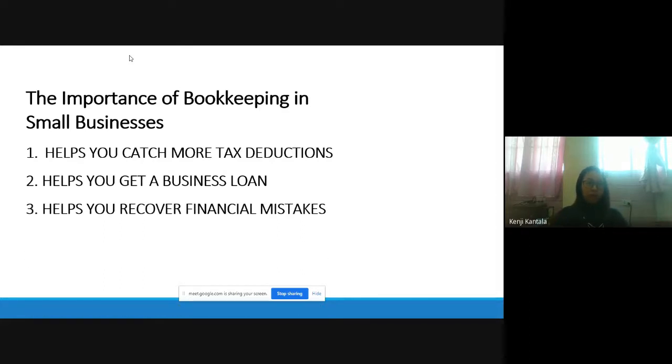Third, it helps you recover financial mistakes. So when you go on with your operations, there would be times na magkakamali kayo. So one example is in the case of your suppliers. So magdi-deliver si supplier, ang usual na ginagawa ninyo is binabayaran nyo yung supplies delivered after 3 days. Ngayon, nag-iba yung nasa counter. So hindi siya aware sa usapan ninyo na yun ng supplier ninyo.